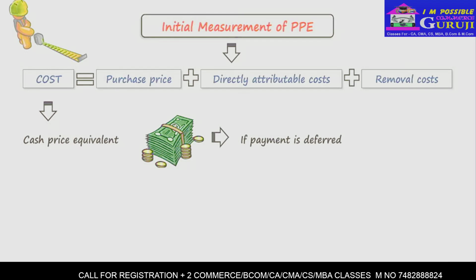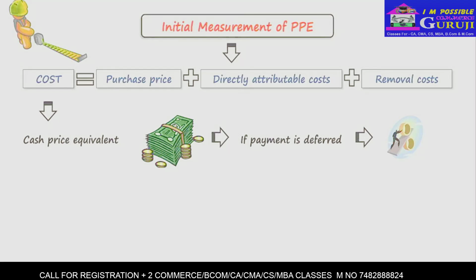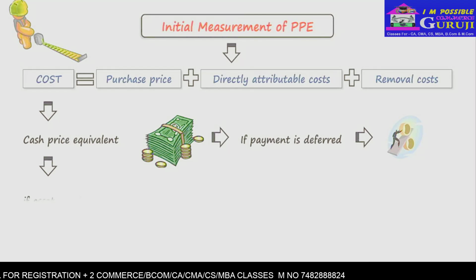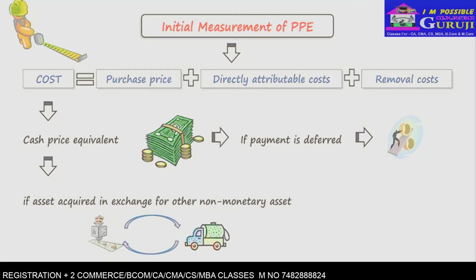So if the payment for the asset is postponed to a later date, this amount shall be discounted, and the difference between the future payment and the cash price equivalent is the interest. If an item is acquired in exchange for other non-monetary assets, then it shall be initially measured at fair value.